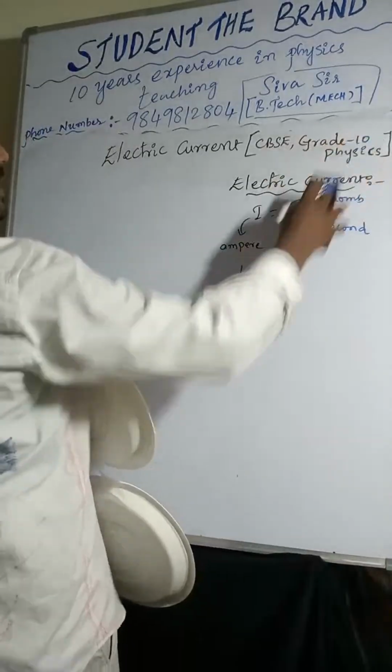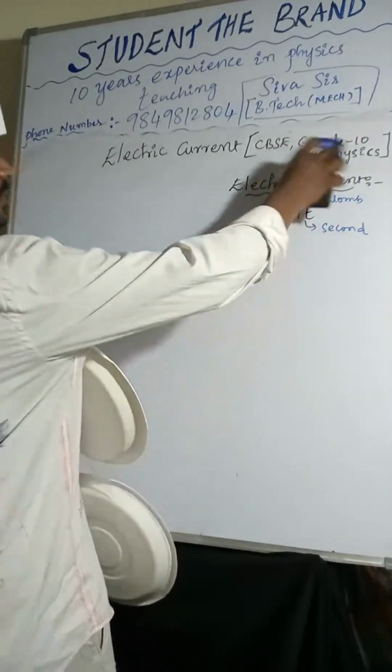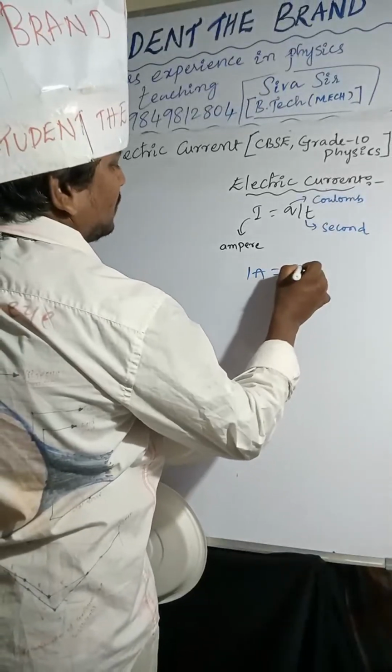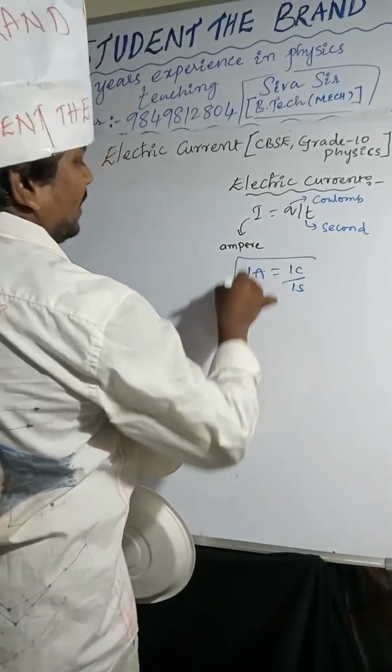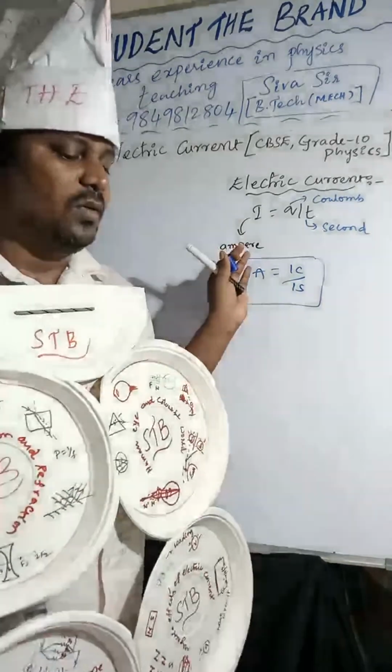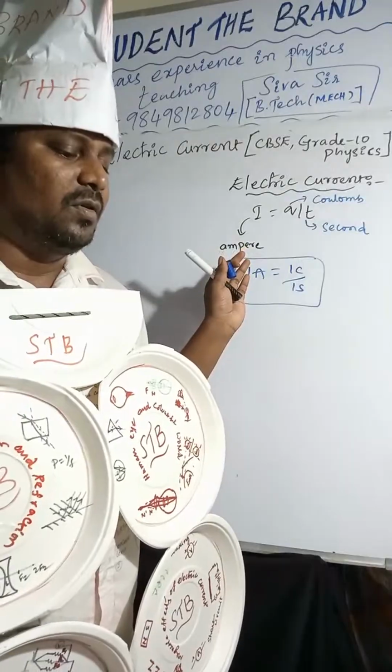CBSE Grade 10 Physics. So 1 ampere equals 1 coulomb per 1 second.